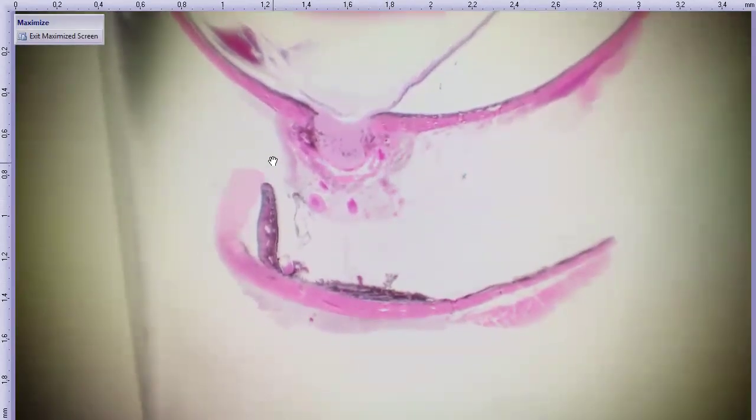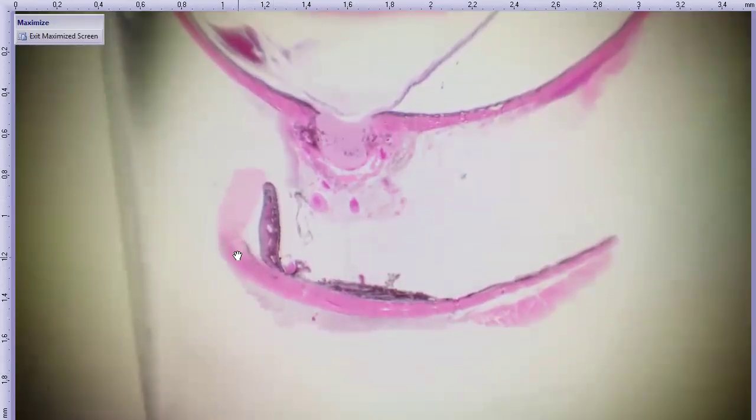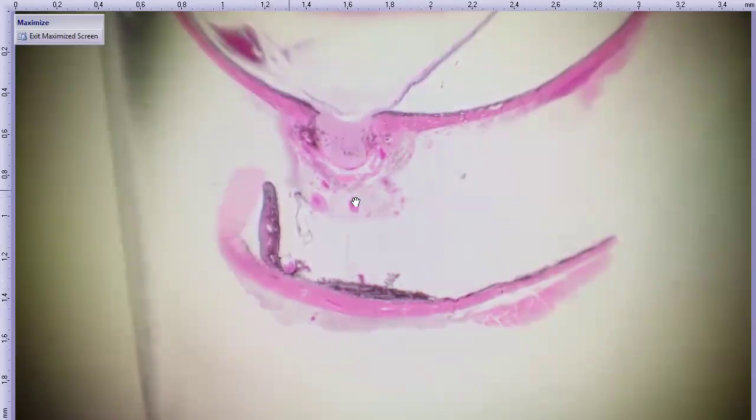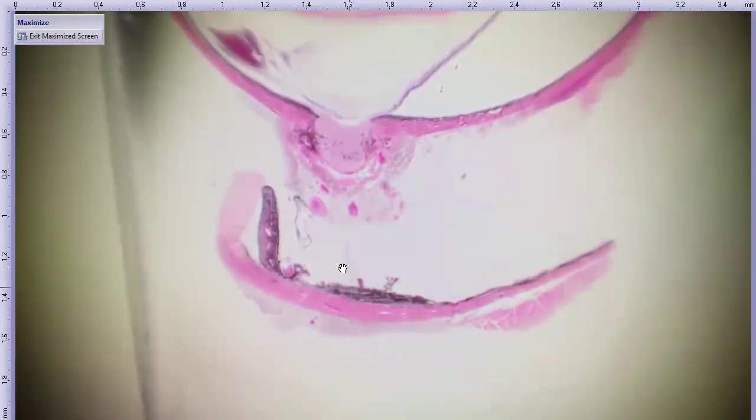We often take an extra radial section of the globe to further evaluate the iridocorneal angle and other structures in the eye. So that's what this extra piece here is. And again, you can probably see a little bit better here. You'll start to see this membrane formation coming off the ciliary body.